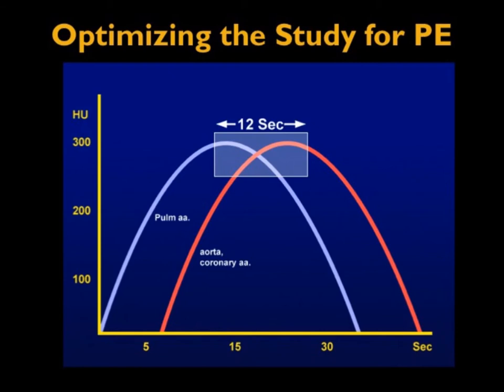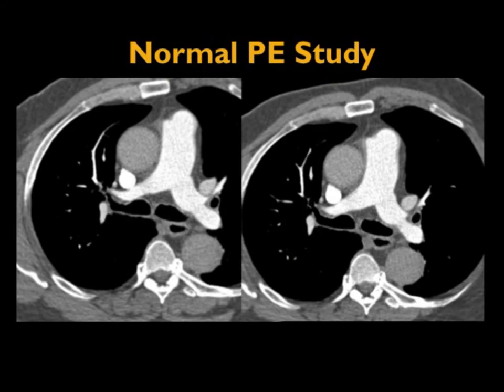And you can see in the normal patient, the peak for pulmonary artery is probably around 13 to 15 seconds. And for the patient's coronaries or aorta, it's more like about 22 seconds. So there's about a 10-second to 12-second gap. We need to basically overlap, and it's not perfect one or the other. So, for example, that's a great PE study.